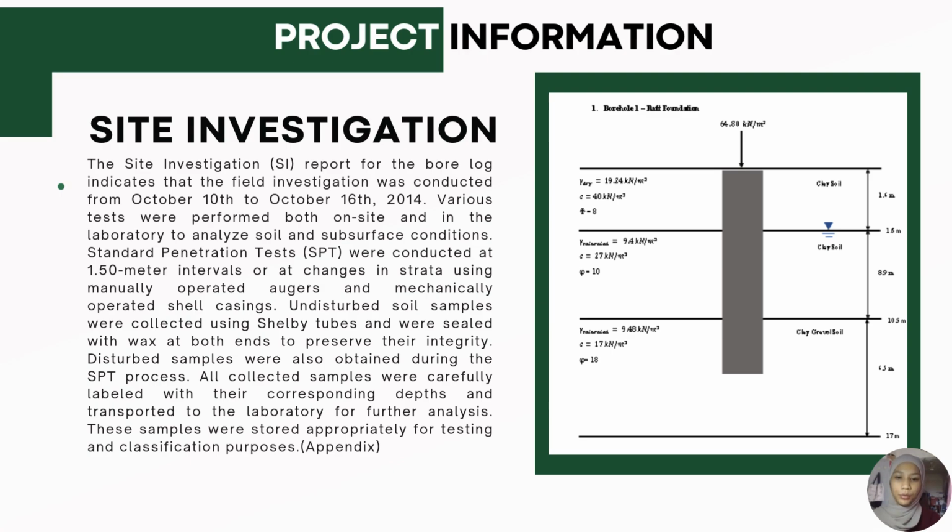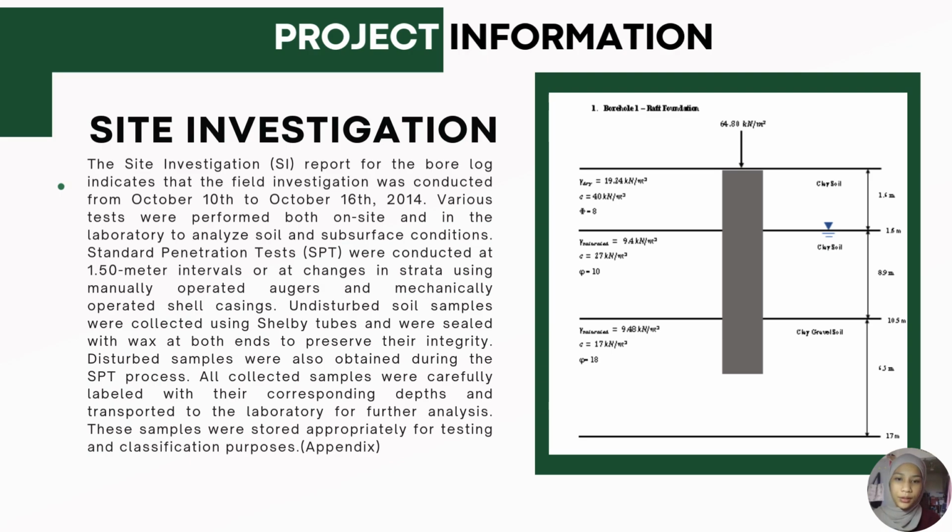Undisturbed soil samples were collected using Shelby tubes and were sealed with wax at both ends to preserve their integrity. Disturbed samples were also obtained during the SPT process. All collected samples were carefully labeled and transported to the laboratory for further analysis. The samples were stored appropriately for testing and classification purposes.